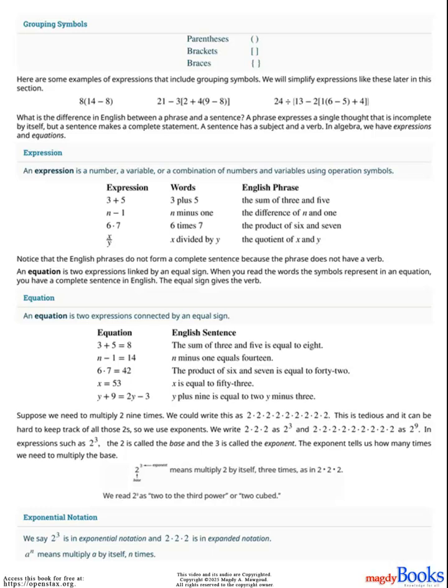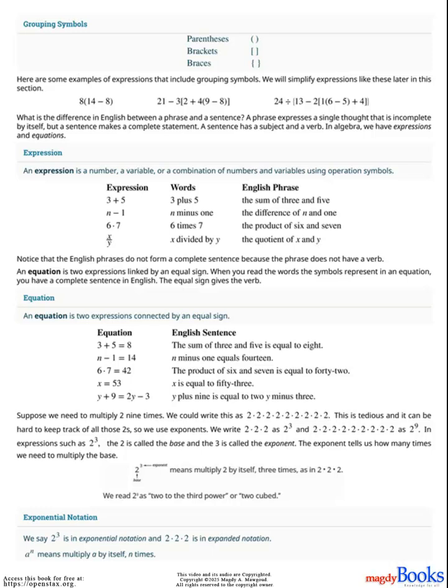Expression. Words. English phrase. 3 plus 5. The sum of 3 and 5. n minus 1. The difference of n and 1.